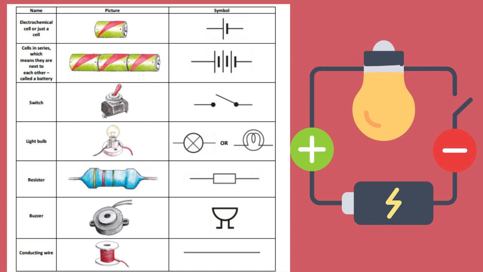Name, picture, symbol. Electrochemical cell, or just a cell. Cells in series, which means they are next to each other, called a battery. Switch. Light bulb or resistor. Buzzer. Conducting wire.